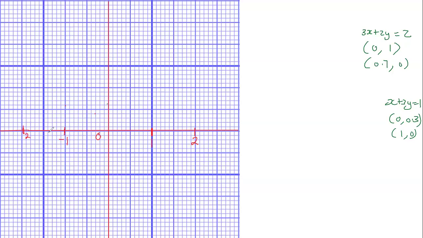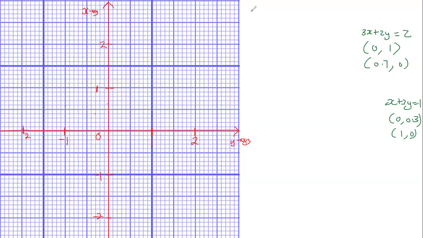Negative 2 here. Then I'll come here. I say this is my 1. This is my 2. This is my negative 1. This is my negative 2. So here I label that this is my y-axis. And this side, I have my x-axis. Then I start plotting a 0 and a 1.